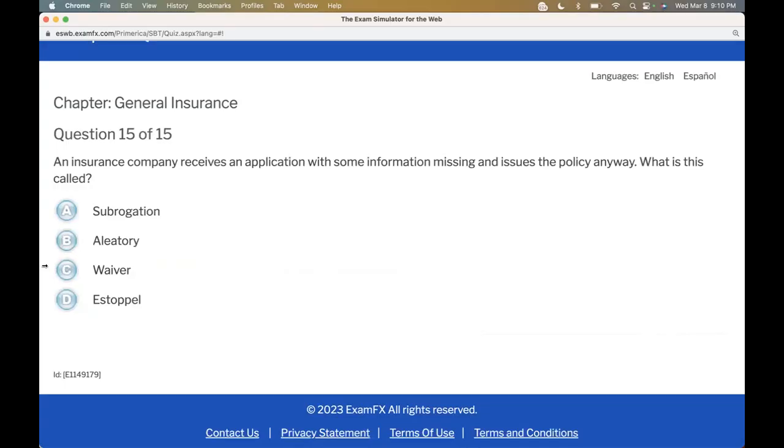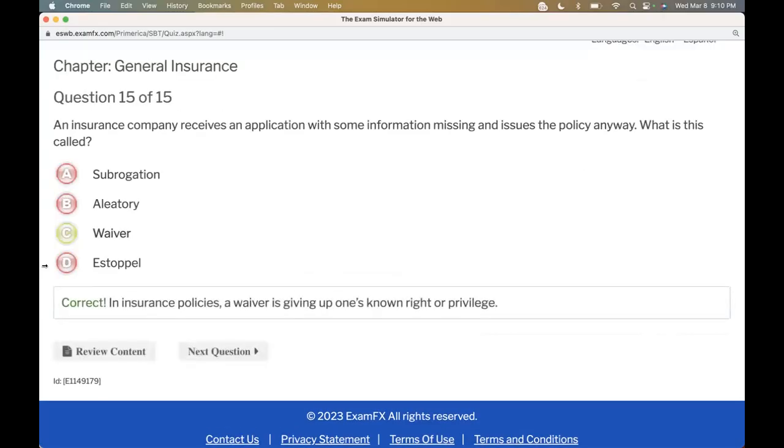An insurance company receives an application with some information missing and issues the policy anyways. What is this called? C, waiver. They basically issued the policy. They said, you know what? We're still going to issue it, so we'll waive that question. We don't need it anyways to issue the policy.